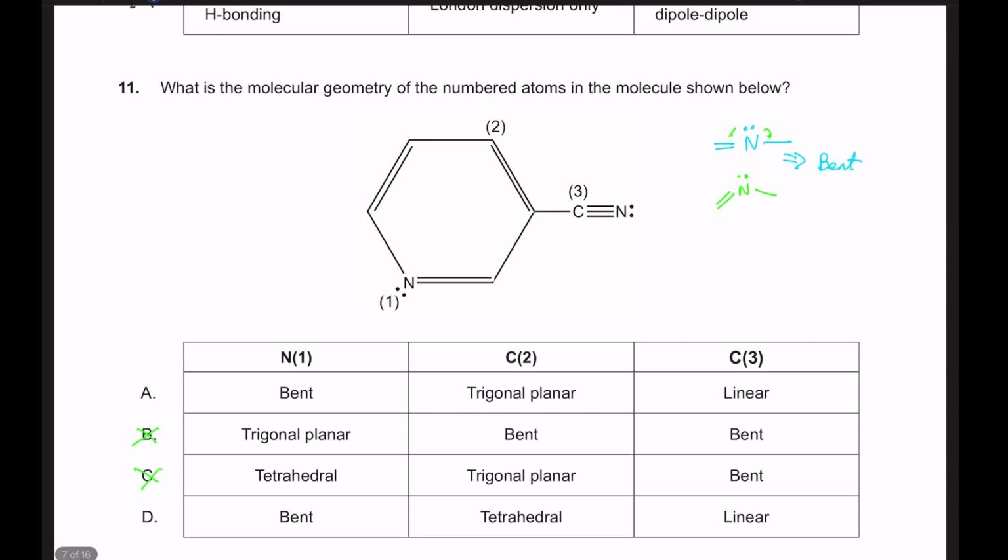Now if I check the second one, in this carbon there is a hydrogen, right, and there are 2 bonds. So when you have 3 bonds around an atom, it's trigonal planar. The bond angle is 120 degrees. So carbon 2 is trigonal planar, and from that we can say A is the right answer. And for the third one, you have just 2 bond pairs around this carbon, right? When you have 2 bond pairs, the bond angle is 180 degrees and the molecular geometry is linear. Done.